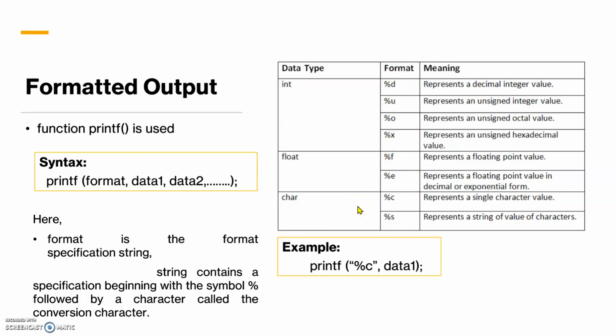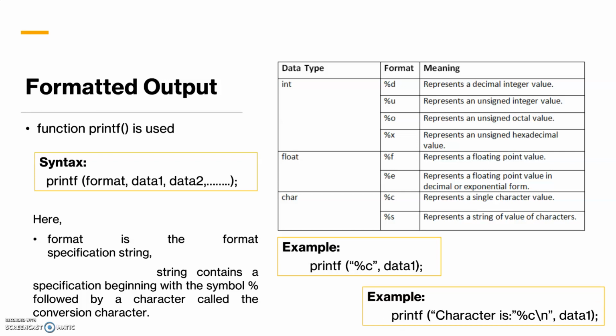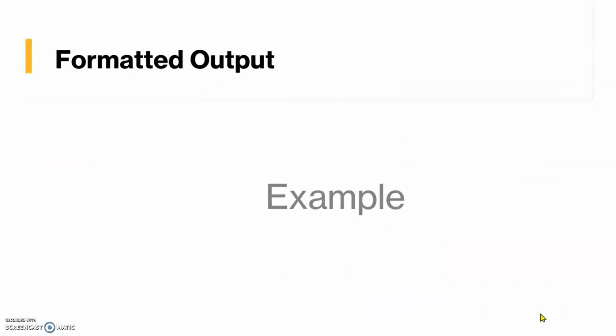A simple example you can see here: printf percentage C, data1. If you write it like this, that means data1 is a character value and it will be displayed. Or if you want, you can add some text into your format specifier, where you want to get an output like "character is:" and then the data1 value. Here there is no quotation; if you want to put the quotation you can, but this is the starting and this is the end of it. So this is how formatted output can be done.